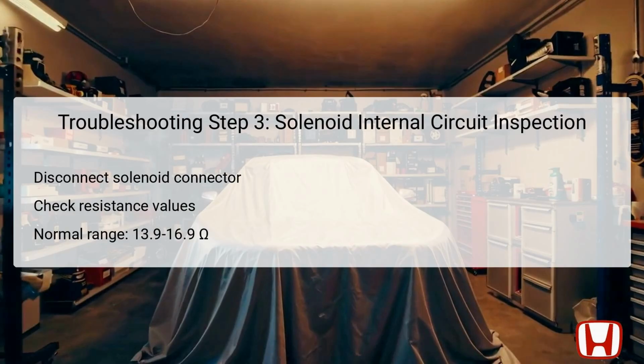This process allows for a thorough examination of the solenoid's internal circuit by measuring resistance values. Under normal conditions, this resistance should register between 13.9 and 16.9 ohms when measured at room temperature. A reading outside of this range indicates a fault within the solenoid, suggesting it may need to be replaced. Confirming that the solenoid's internal circuit is functioning properly is critical, as it directly influences the engine's performance and the effectiveness of the variable valve timing system.